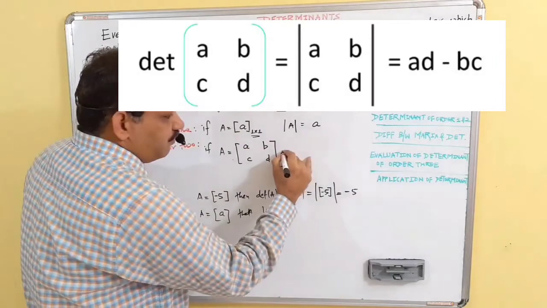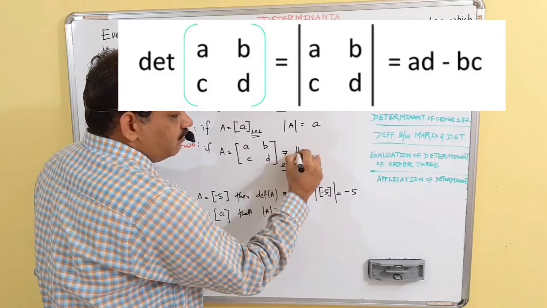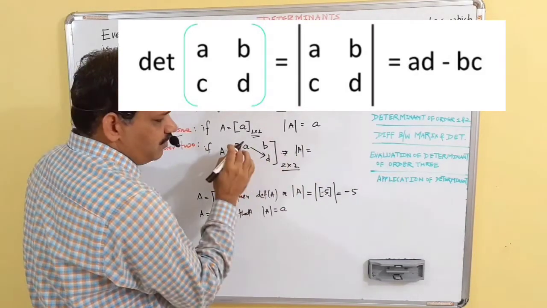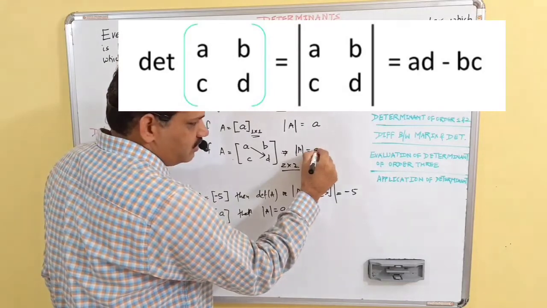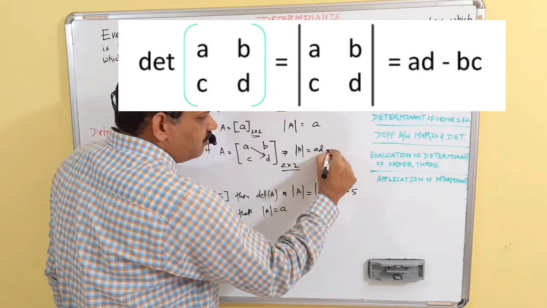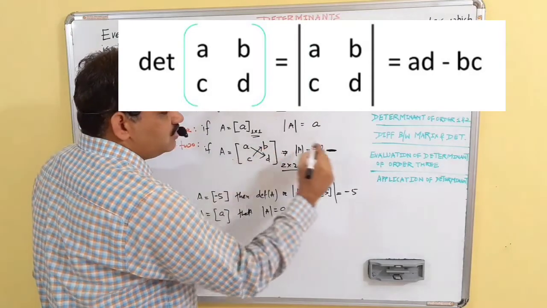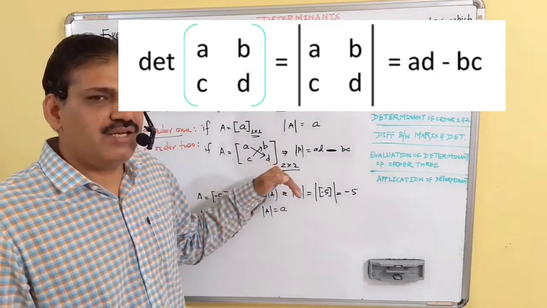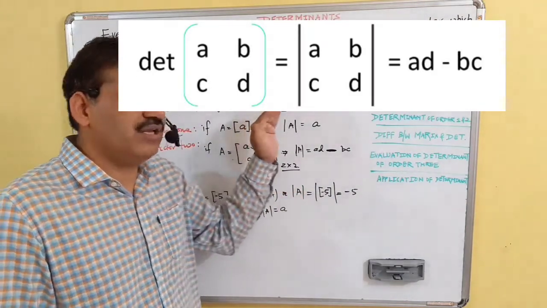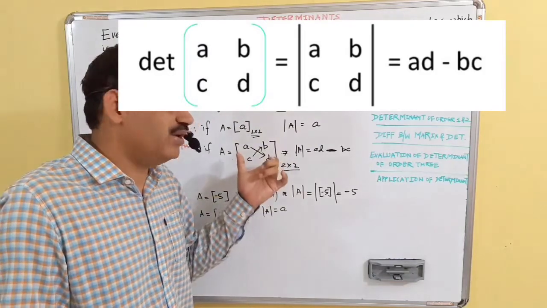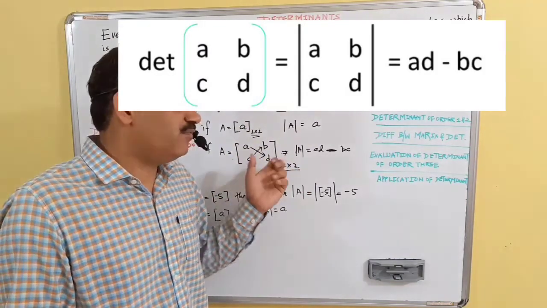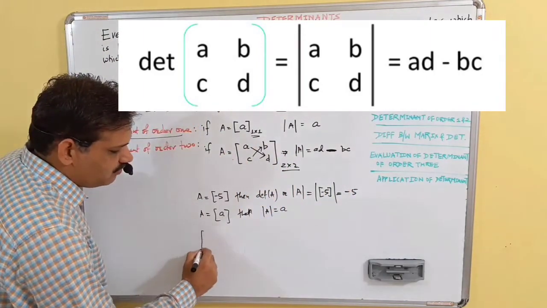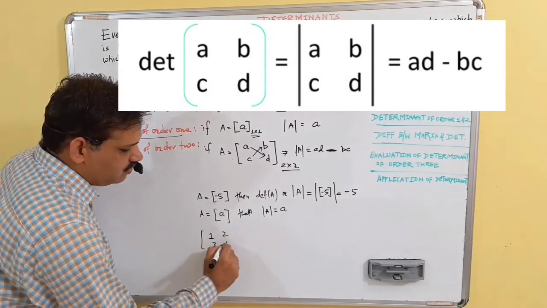Well, to find the value of determinant of A, what we do is we multiply the elements of leading diagonal, that is ad, and we subtract bc from it. ad minus bc. The product of elements in leading diagonal minus the product of elements in non-leading diagonal. For a 2 by 2 matrix, if we need to find the determinant of it, what we do is ad minus bc.